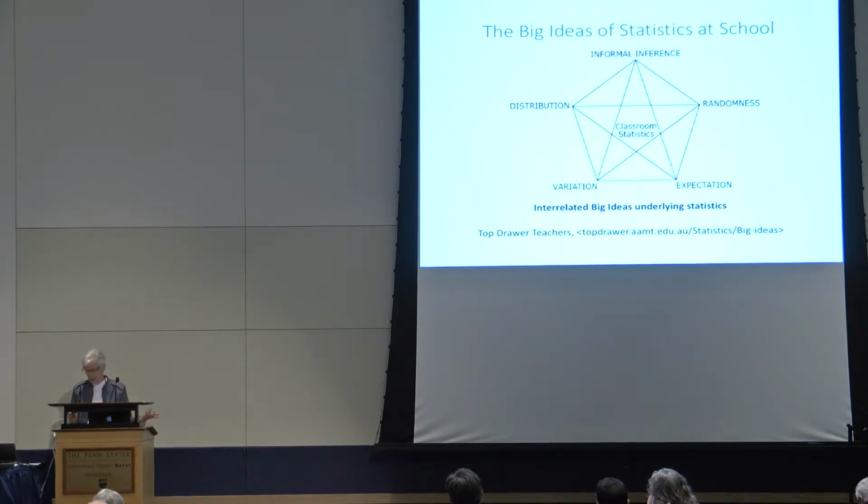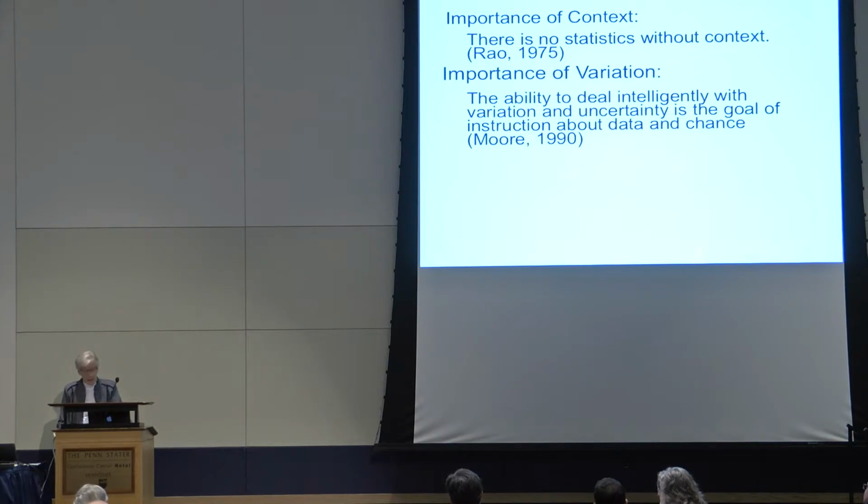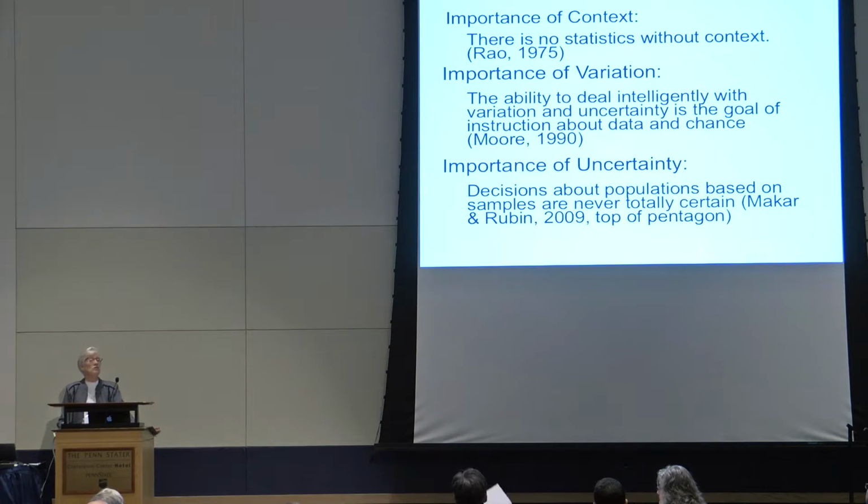But in relation to this, the three really important things are a context. And I don't know if you know about Rao's paper from 1975, but I've been using it forever. And as Ido was saying yesterday in his workshop, context is what makes sense. And variability, and everybody talks about variation. But also for students is the importance of decisions about populations and the uncertainty that's involved when we do an activity.